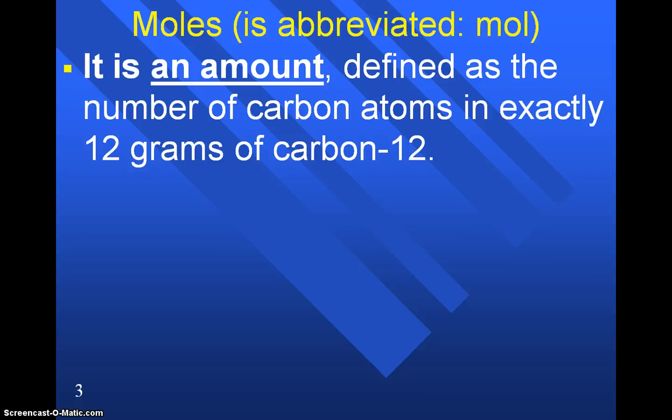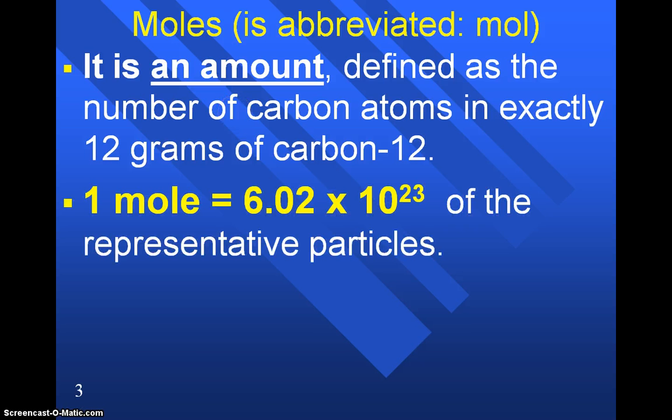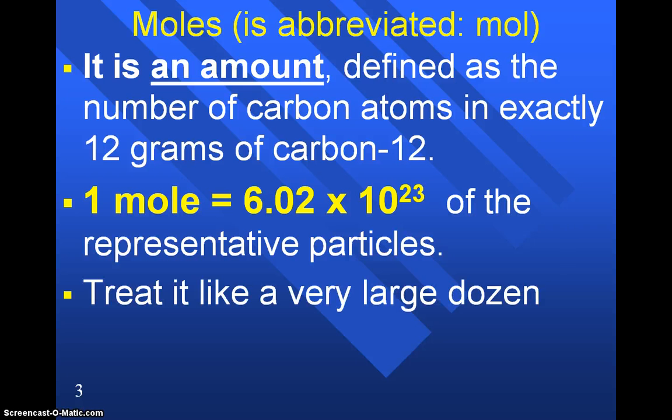A mole is an amount of something, and it's actually defined as the number of carbon atoms that you would find in exactly 12 grams of carbon-12. Carbon on the periodic table, this is the isotope 12, so that would be its 12 atomic mass units. If you took this most common isotope of carbon and put it on a scale until it weighed 12 grams, that would give you 1 mole of carbon, or 6.02 times 10 to the 23rd atoms of carbon. So 1 mole is equivalent to this number, 6.02 times 10 to the 23rd representative particles.